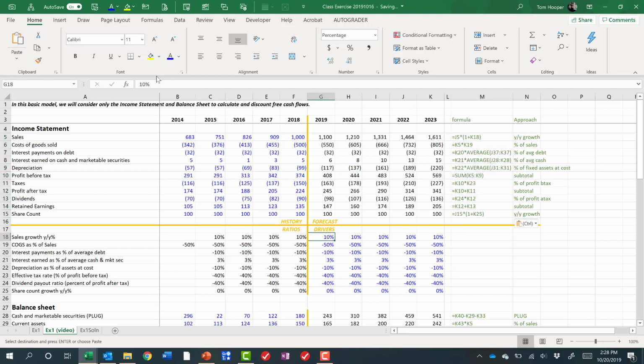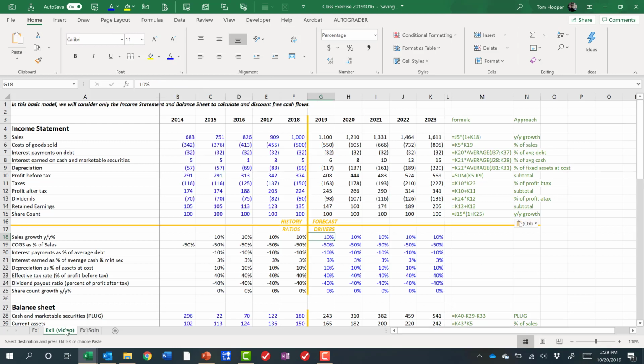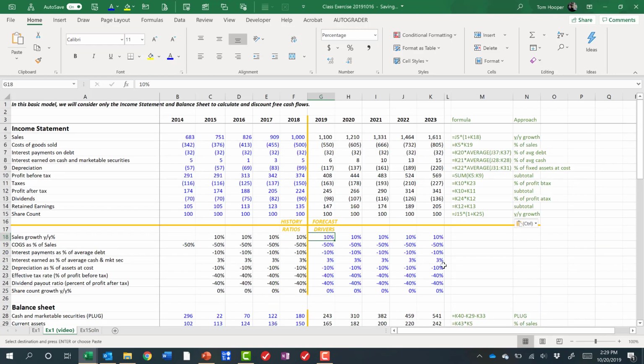Let's compare this 10% to this 10.011%. Describes any small difference between these two approaches. Again, that's because in class I copied this and pasted it as a value, and in the video I typed in 10%. Close enough for our purposes. Better than we can forecast sales growth in real life, for sure.